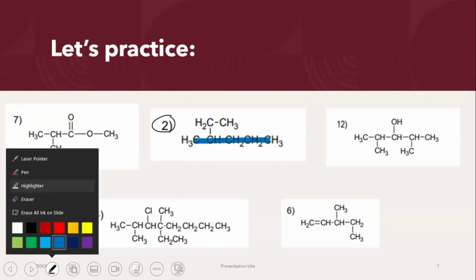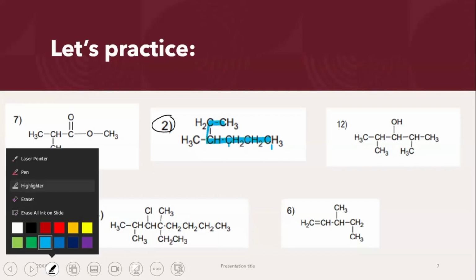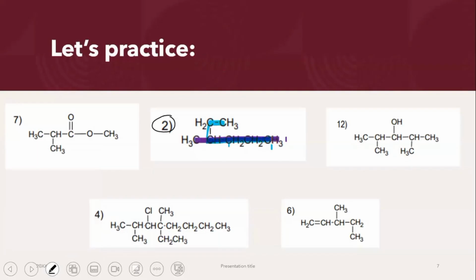Actually, no. This would be the longest continuous carbon atom chain, right? 1, 2, 3, 4, 5, 6. The longest continuous carbon chain I can make has 6. You might be tempted to also draw it like this. 1, 2, 3, 4, 5.